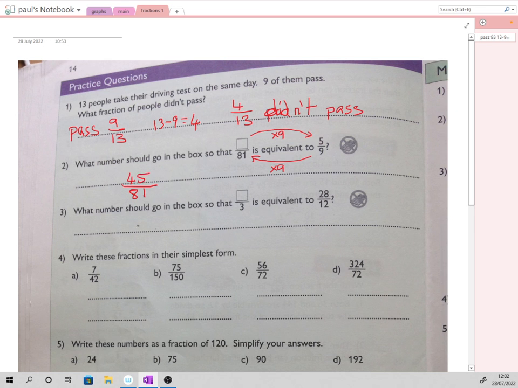Which number should go in the box so that something over 3 is equivalent to 28 over 12? Now this is written left to right, but basically we're simplifying this number to get that one that way. So to get from 12 to 3, we divided by 4. So we need to divide the top number by 4 as well. And 4 7s are 28. So that's 7 over 3.